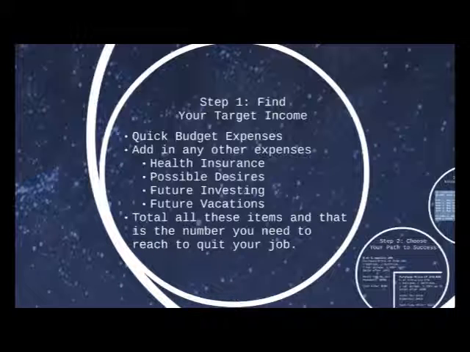What about any possible future investing you might want to do? Say you want to continually grow your business so that you have more and more income every single month. You need to save for that. What if you want to take a vacation once a year that costs $5,000 to $6,000? Well, you need to plan for that as well. So you need to total all these items, and that is the number you need to reach in order to quit your job. So first, find your target income that you need to attain.